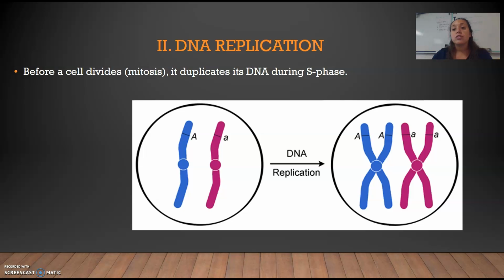Okay, so now we're to the new stuff. So DNA replication. Before a cell divides, and just so you guys know, every time you see cell division, that's mitosis, it duplicates its DNA during the S phase. So this is where you go from a chromatid to a chromosome, and that occurs in the S phase right before you go into cell division. Okay, so that's when you go from 1 to 2. So that's what we're talking about here. We're in the S phase.